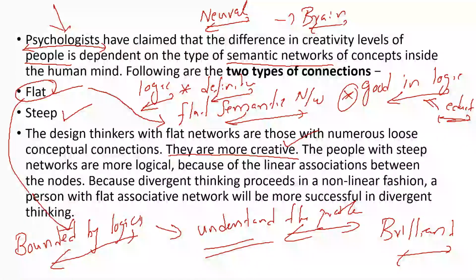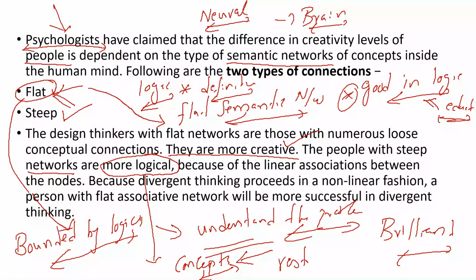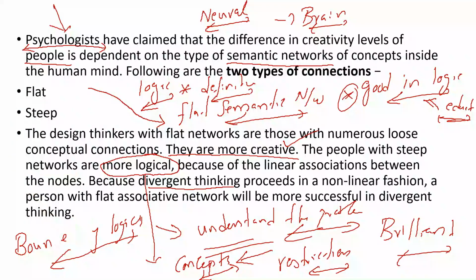At the same time, the people with steep networks, who are more logical, more bookworm, can talk about the concepts endlessly. They know the concepts really well compared to the flat networked persons. But still they are bounded by the concepts. That is a severe restriction, a major restriction. Hence the psychologists have concluded that divergent thinking requires flat networks, since they are not bounded by any logic.